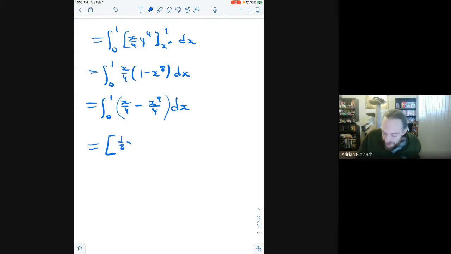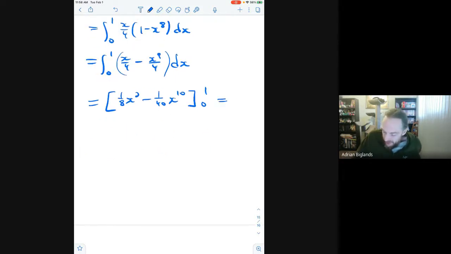1 over 8 x squared minus 1 over 40 x to the 10 evaluated from 0 to 1. Why do I have those backwards? I have one backwards which says 1/10. I might have a mistake in there. If you find the mistake, let me know.